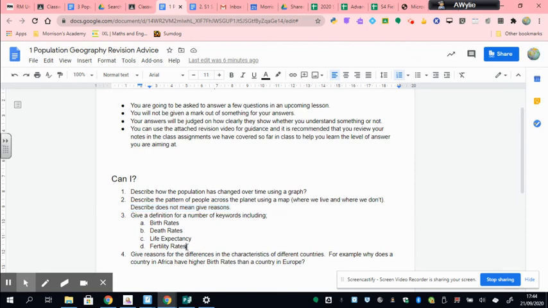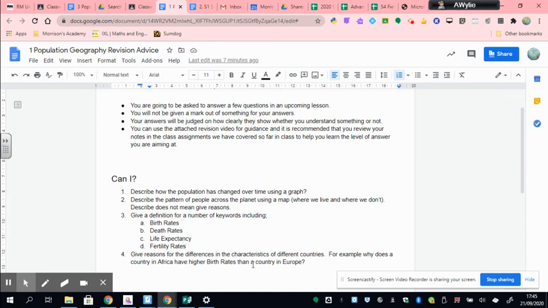Right, the third question is a straightforward knowledge question. Can you define these 4 words? Do you actually know what they mean? The proper definition. So birth rate does not just mean the number of babies born. It actually means it's a rate, so it's a certain number over a certain period of time. Okay. Life expectancy is similar. It's got a specific definition, as does the fertility rate. That's also got something to do with babies being born, but it's a specific way of measuring the number of babies born.